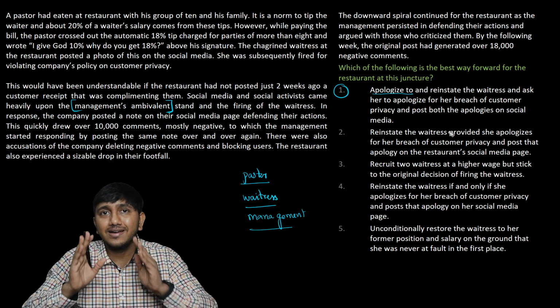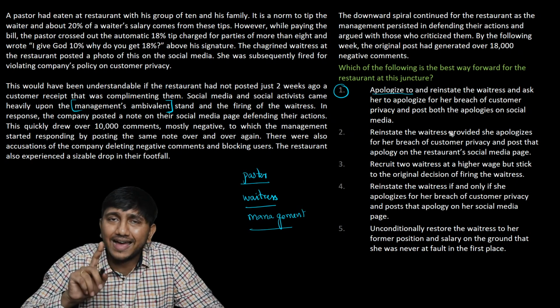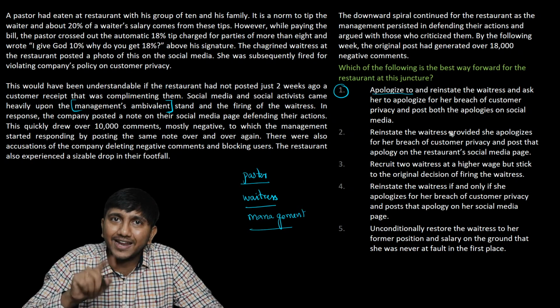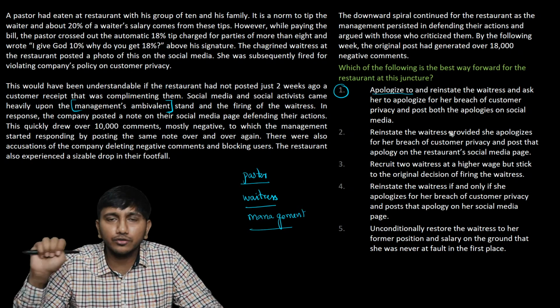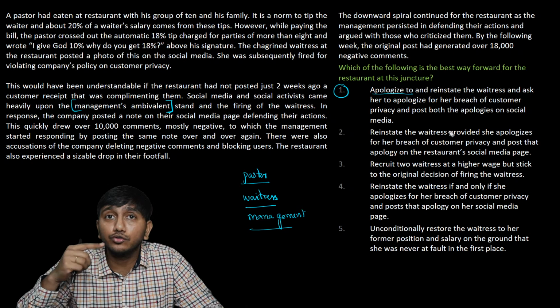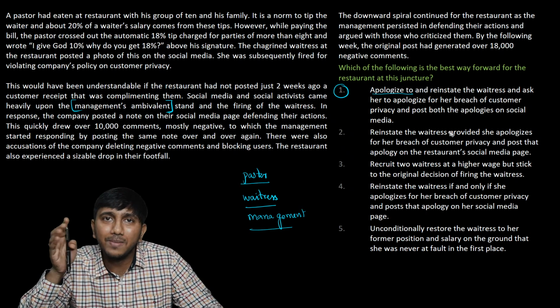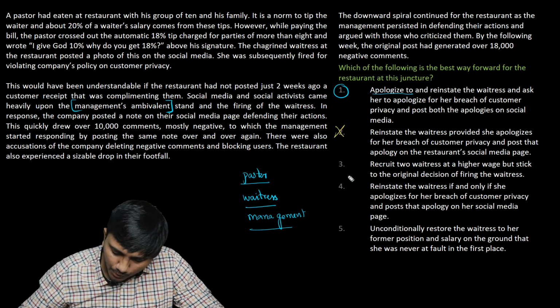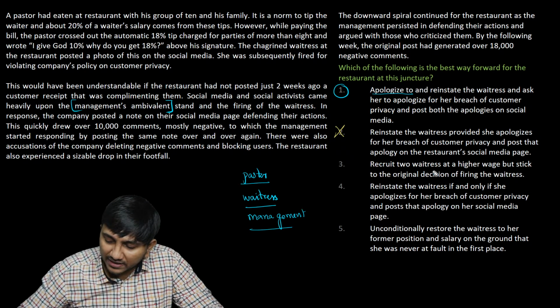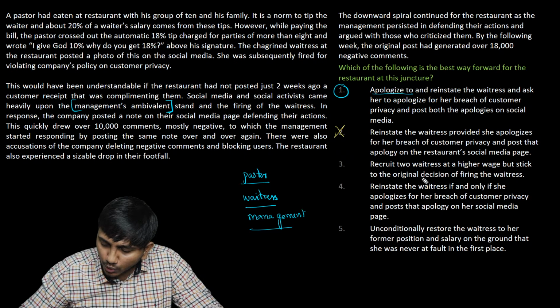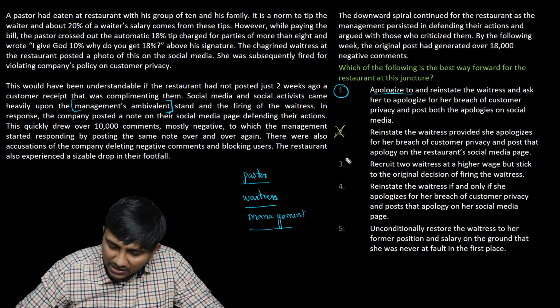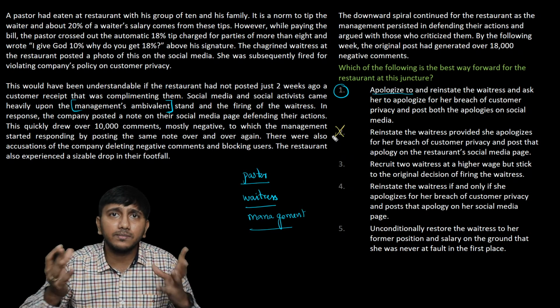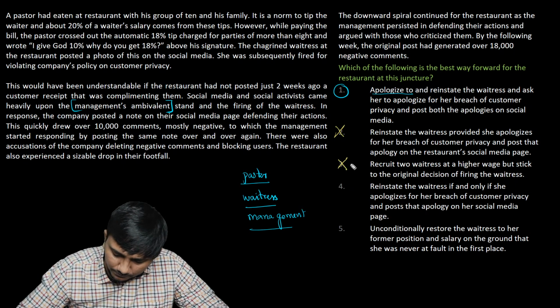See, you're only asking her to apologize, but social media is not angry at the waitress. They're more angry at the management. So if you want to get out of the social media mess, you as management have to apologize. It's not that you make her apologize, right? So that's why I would not go for option 2. Option 3, recruit 2 waitresses at higher wages but stick to the original decision. Then you're going to get more negative comments and the whole thing is going to snowball into something bigger, right?